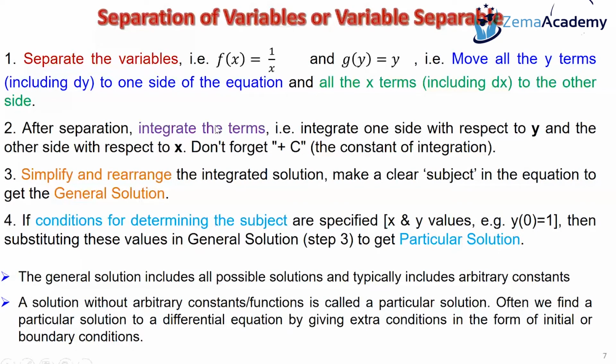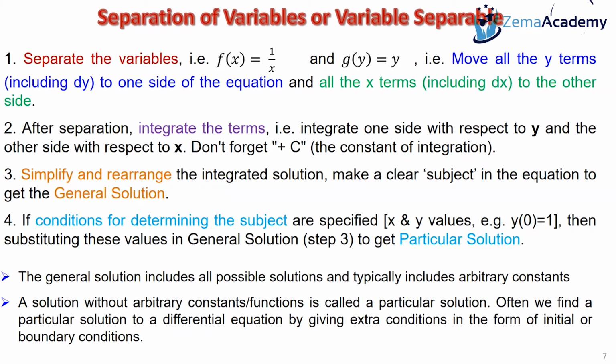Next step is integrate the terms. So you integrate the left hand side and you integrate the right hand side, and don't forget to put plus c, constant of integration, on any side of the equation. You just have to place that c on one side of the equation. I have already given you the explanation that when you don't have limits on the integration, then that's an indefinite integral. So the integration that you will be doing is the indefinite integration. Hence, you will be placing plus c on one side of the equation.